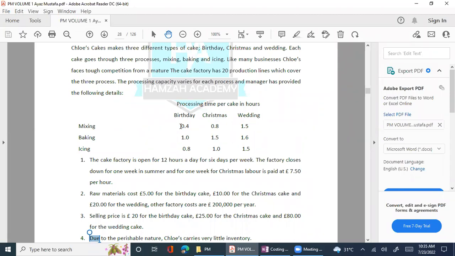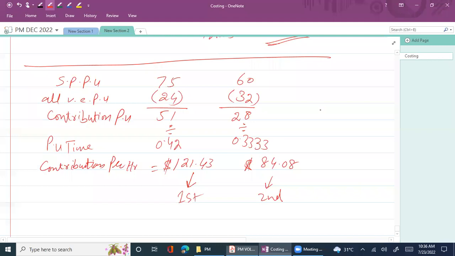For example, the birthday cake needs 0.4 hour in mixing, 1 hour in baking, and 0.8 hour in icing. The cake factory is open for 12 hours a day, 6 days per week, and closes down 1 week in summer and 1 week in winter for Christmas. So basically there will be 50 weeks. If we want to know the total capacity of each department, what will it be?